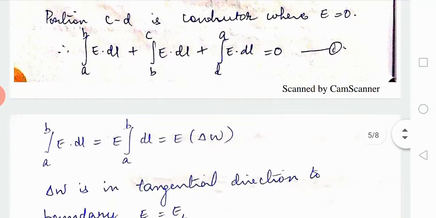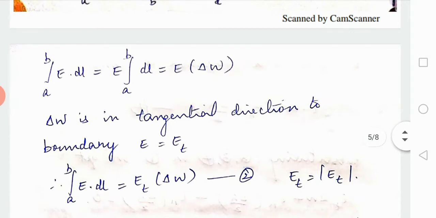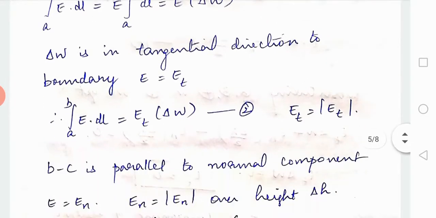Now integral A to B E dl is equal to E times integral A to B dl. Now what is dl over there? A to B is widthwise, so dl can be written as delta w, so it is E delta w. Delta w is tangential to the boundary, so E can be written as Et. So integral AB E dl can be written as Et delta w. Let it be your second equation, and Et value is the modulus of Et.